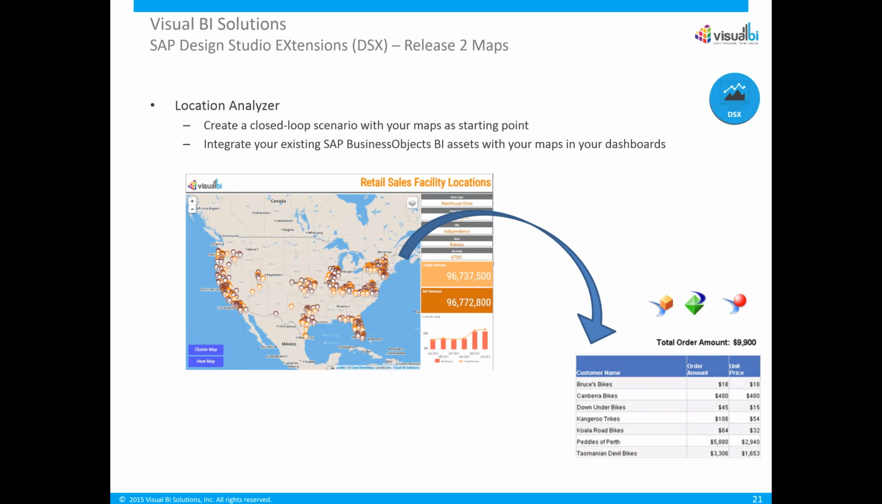We do support the option to navigate to Crystal Reports, Web Intelligence, Analysis, and to Design Studio assets, and we are able to hand over the complete context. So in the example here, you simply click on a marker and you would be able to actually filter down the report based on the information of the map.